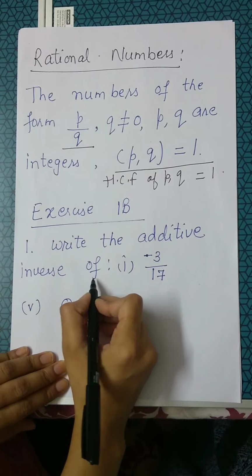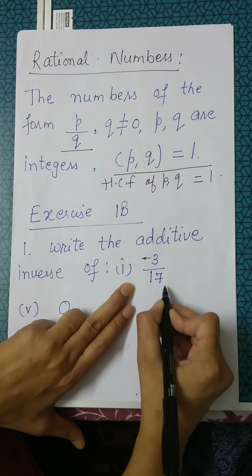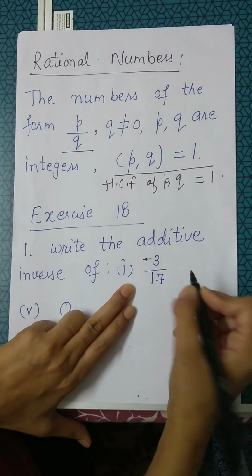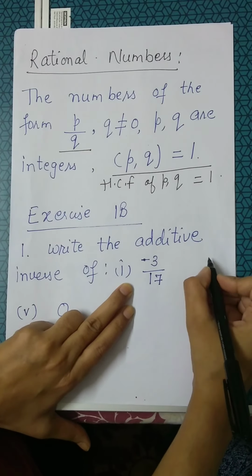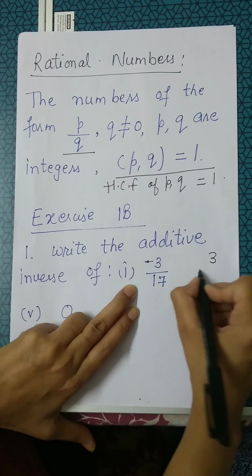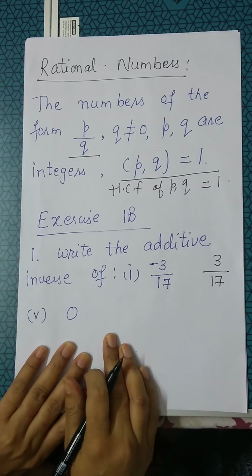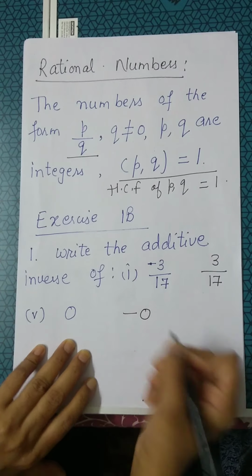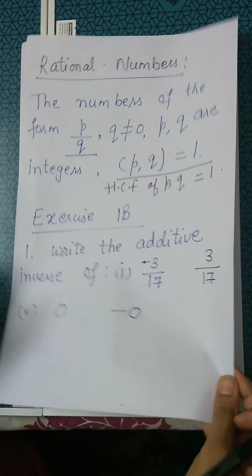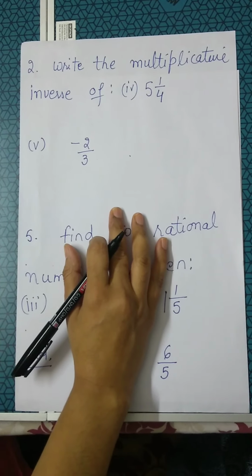Write the additive inverse of minus 3 over 17. Of course, the additive inverse of minus 3 over 17 will be plus 3 over 17. What about 0? Of course, it will be minus 0. Now, next one. Second question.